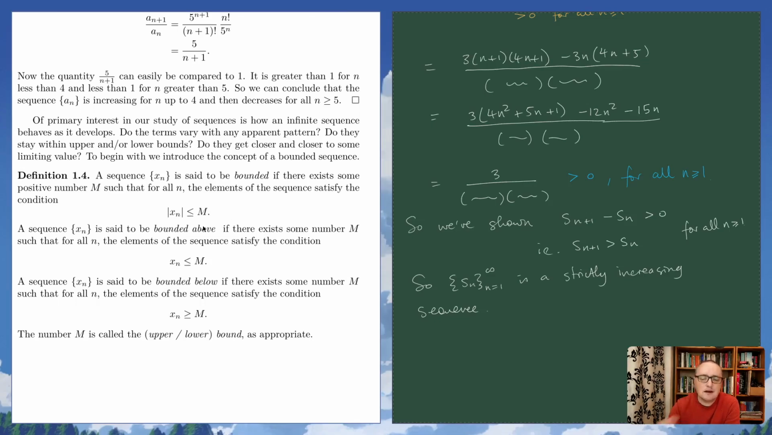You can pick that apart and look at the two concepts of being bounded above and bounded below. This is where we drop the absolute value signs. The sequence xn is bounded above if there exists a number capital M such that xn is always less than or equal to M. And it's bounded below if xn is always bigger than or equal to capital M for some choice of number capital M.